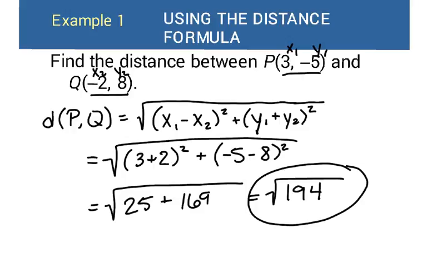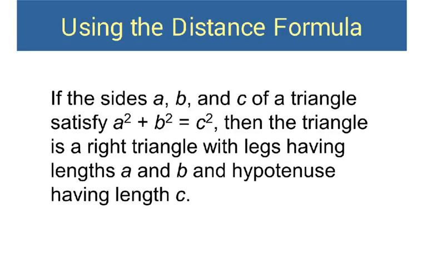All right, so let's look at another example. Well, before we do that, let's look at this. It says, if the sides a, b, and c of a triangle satisfy a squared plus b squared equals c squared, the Pythagorean theorem, then the triangle is a right triangle with legs having lengths a and b and the hypotenuse having length c. Meaning if these two squared added together equals this, if that equation is satisfied, then the triangle that we are looking at is a right triangle.